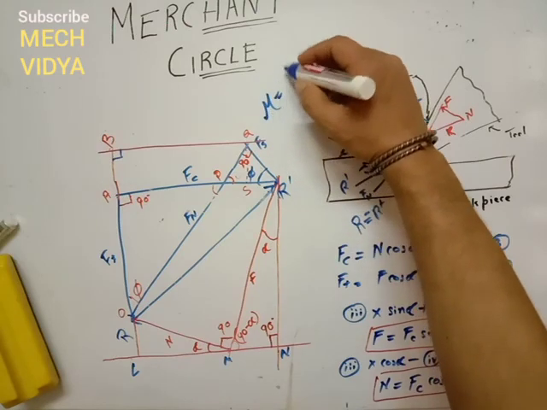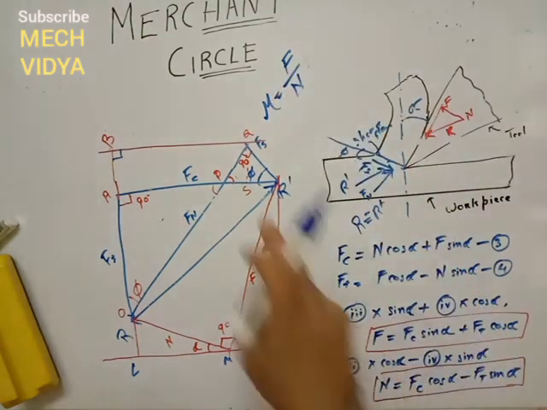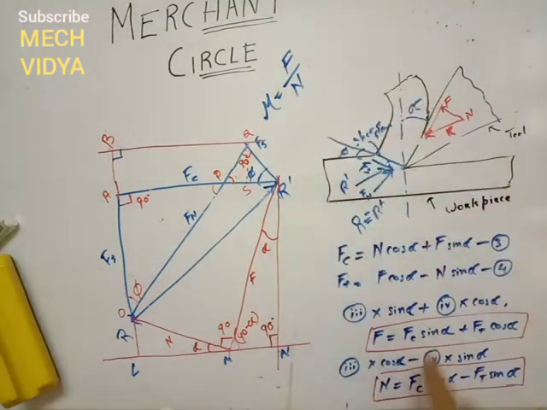Now if you need to find out the value of mu, I am writing it here. Mu is equal to F by N, the coefficient of friction. So directly you can replace F with this equation and N with this equation. So this was all about Merchant circle.